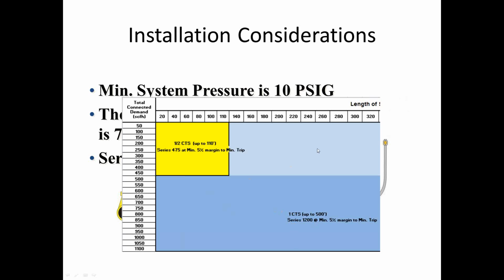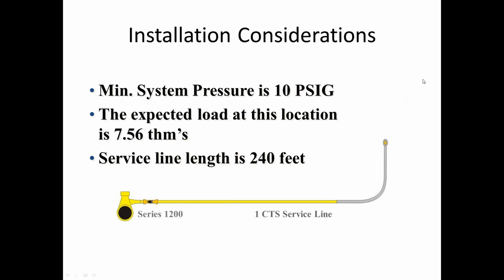So this is where that chart comes in. After you've used the calculator to build your chart, you don't have to go back to the calculator each time. You can just say, okay, we'll use a Series 1200, got the 1 CTS service line. And now we've got this service that we've got set.